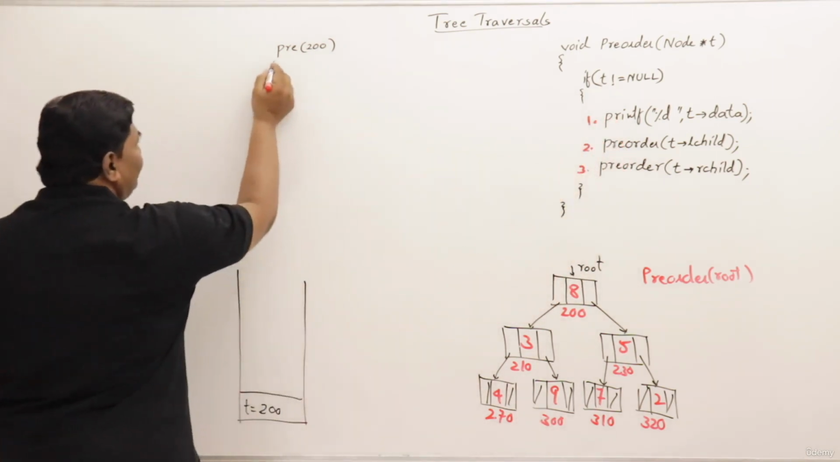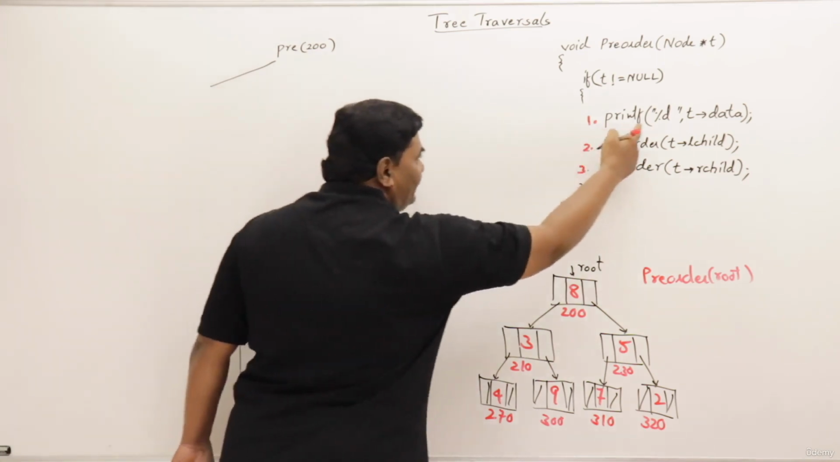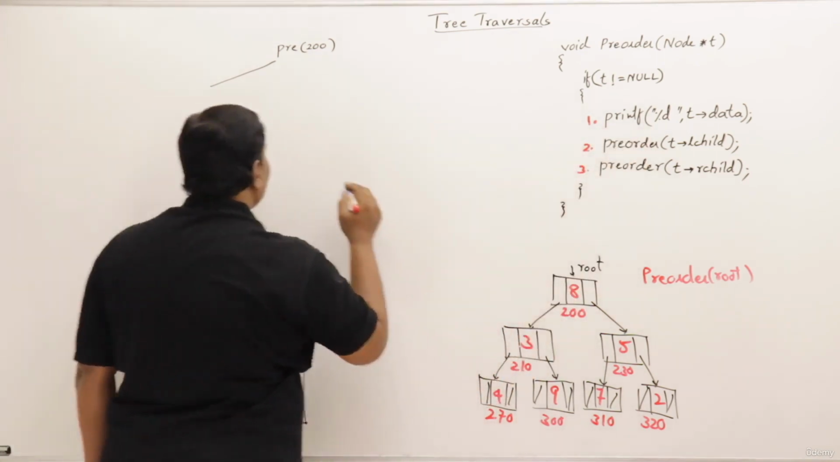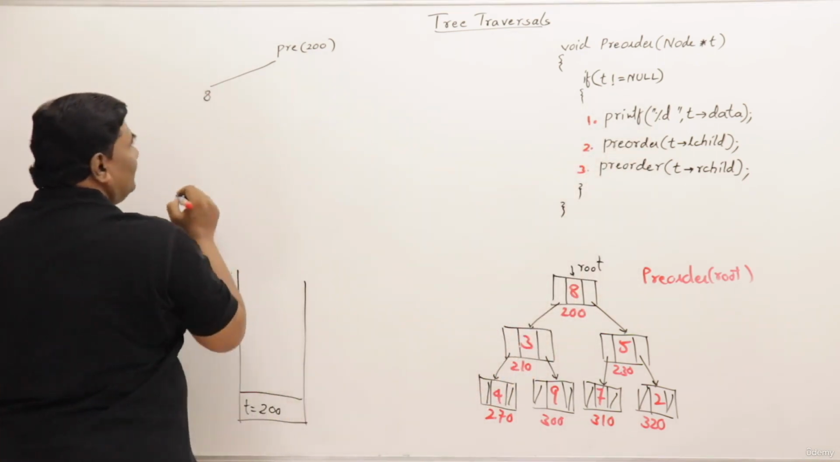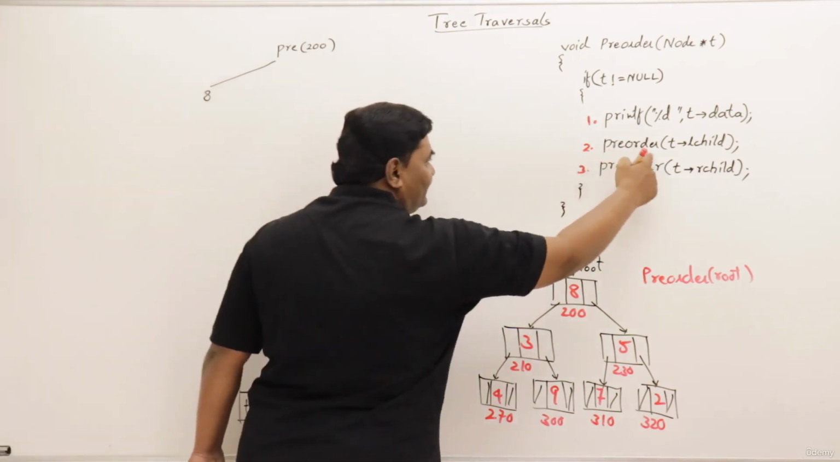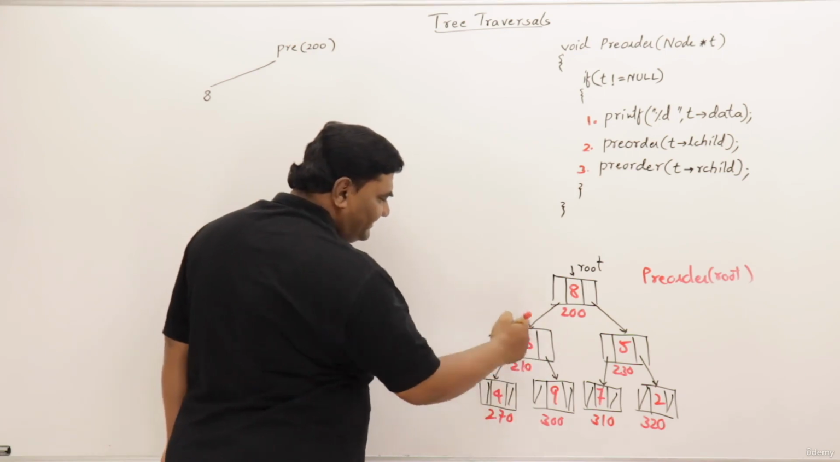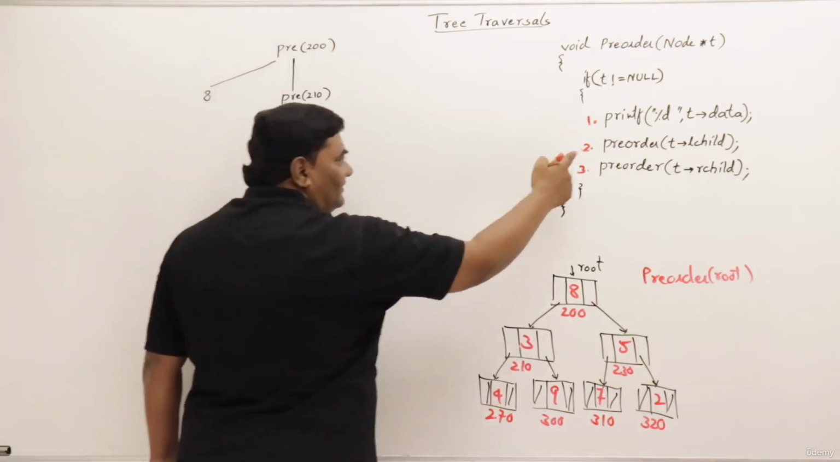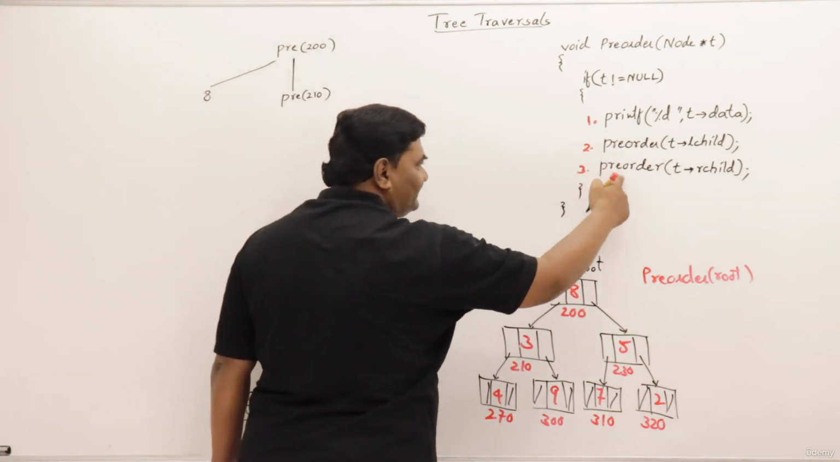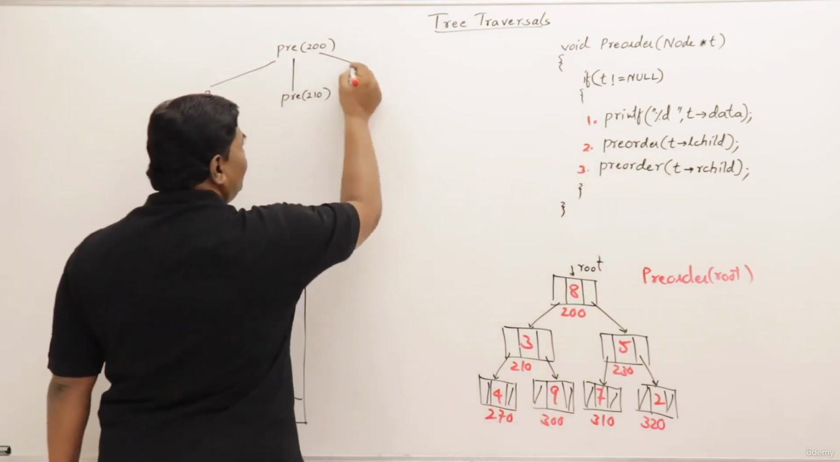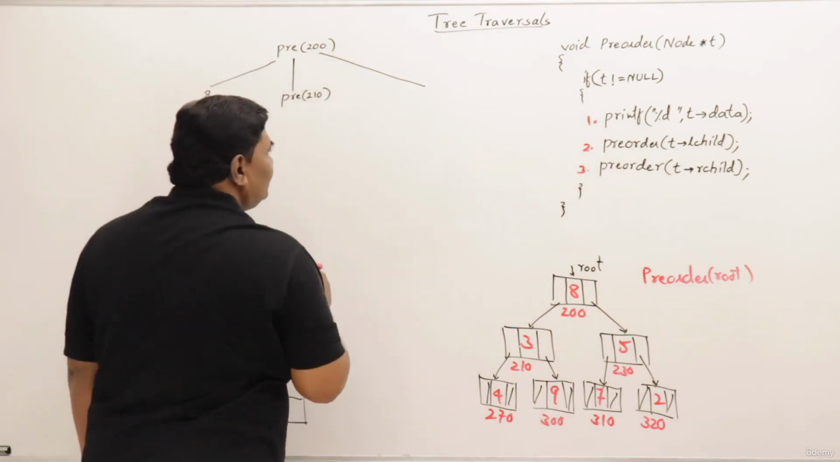So 3 steps. First step is print data. Print data of this node, 8. Then second step, call itself again on left child. Left child address is 210. Call itself again on 210. Then next third step, call itself again on the right child. We will do it afterwards. First let us finish this one.